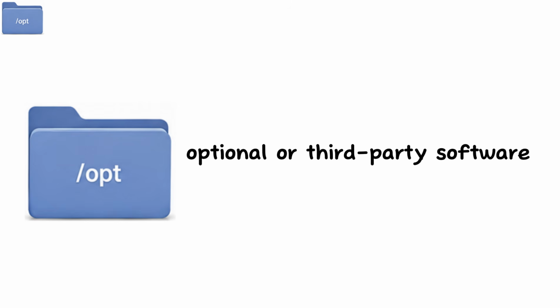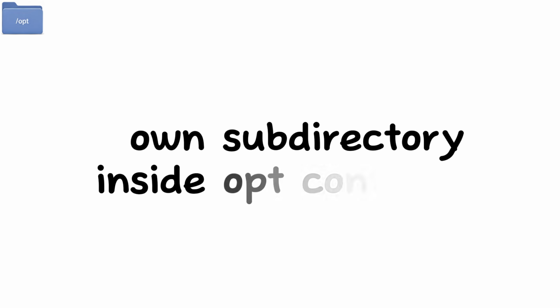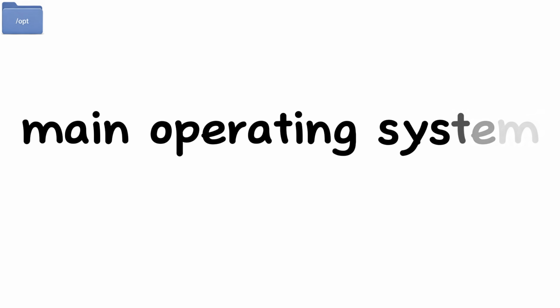Opt directory. This directory is reserved for optional or third-party software installed outside the system's normal package manager. Large applications often create their own subdirectory inside opt containing all of their files, libraries, and resources together in one place. This keeps external software separated from the main operating system and makes it easier to maintain or remove later.